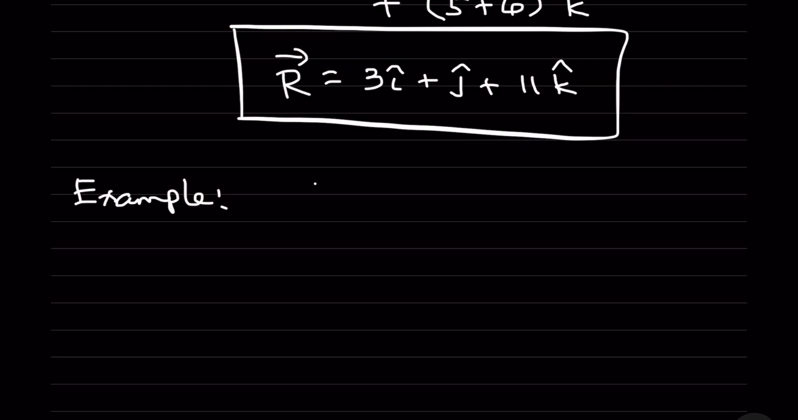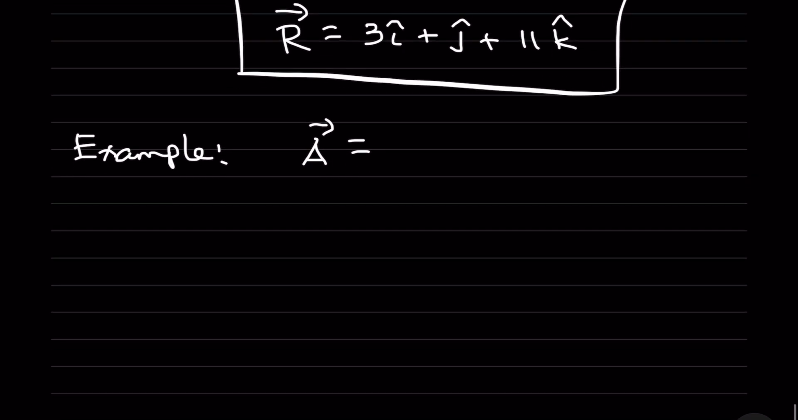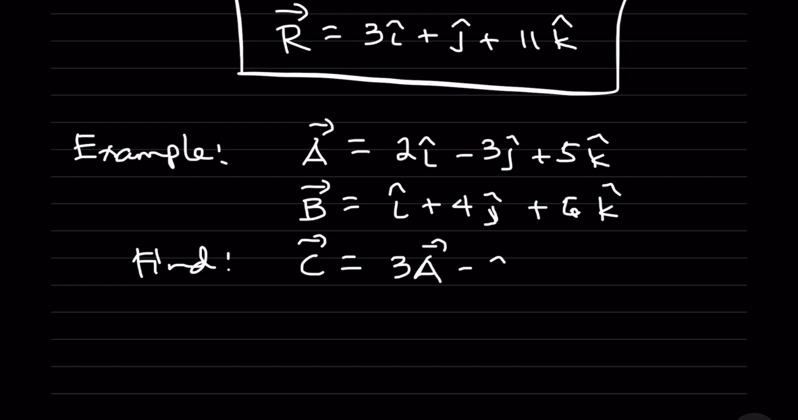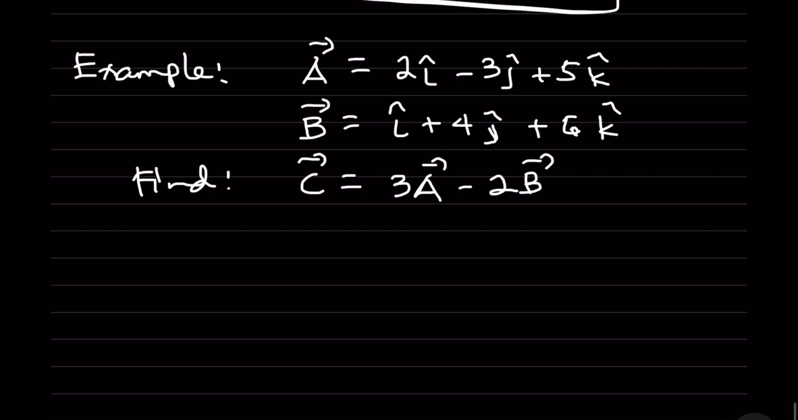Let us have another example. Suppose vector A is the same as in the previous example, 2i hat minus 3j hat plus 5k hat. Vector B is i hat plus 4j hat plus 6k hat. Now what is vector C if vector C is defined as 3A vector minus 2B vector?